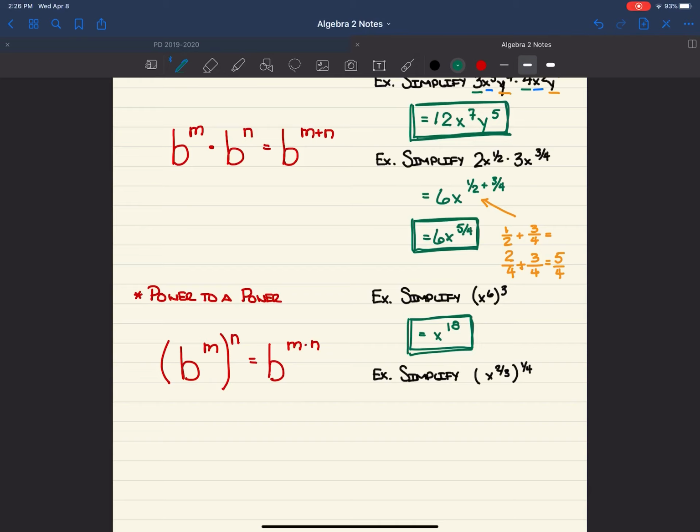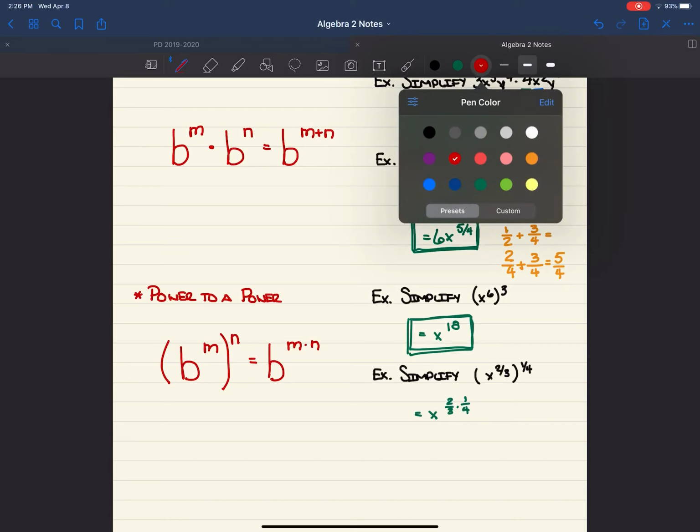If we go ahead and look at our second example, it says simplify, and we have x to the 2/3, then to the 1/4 power. So again, following my property over here, I'd say, okay, well look, this is x to the 2/3 times 1/4.